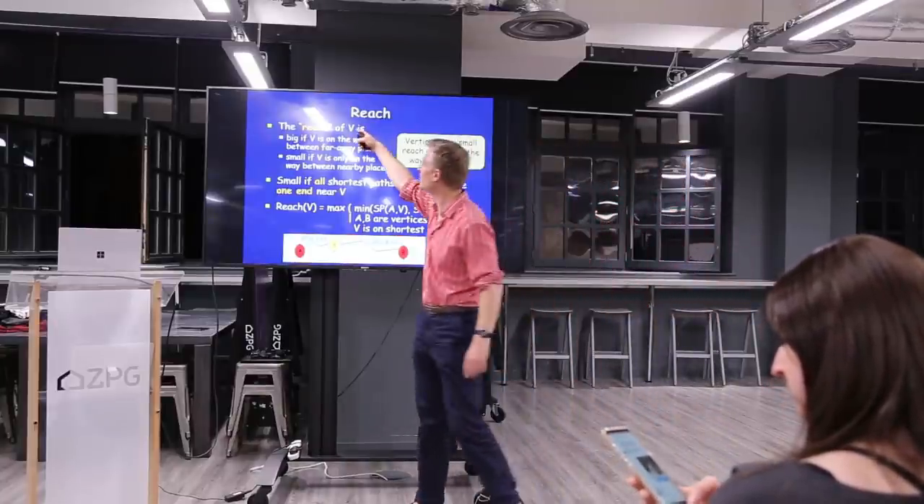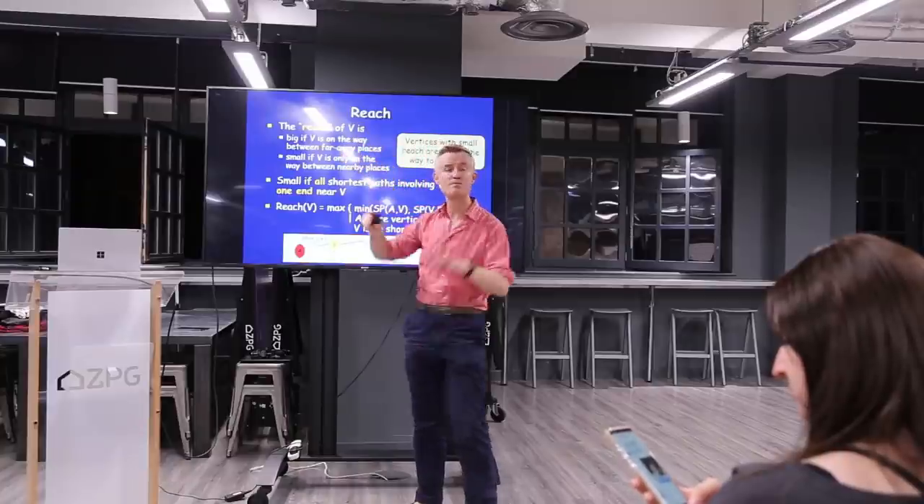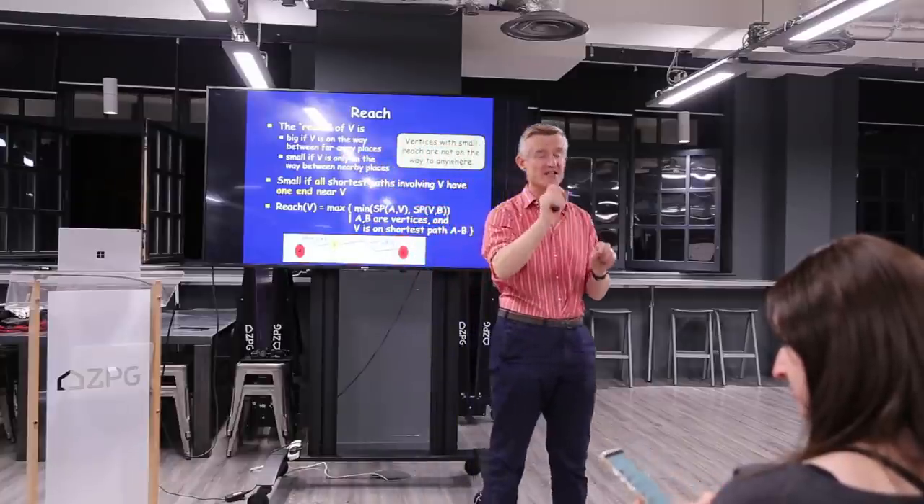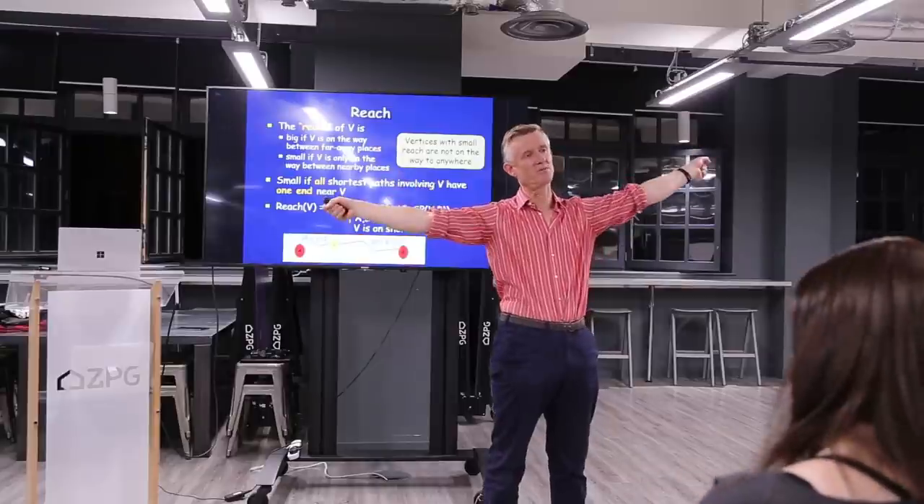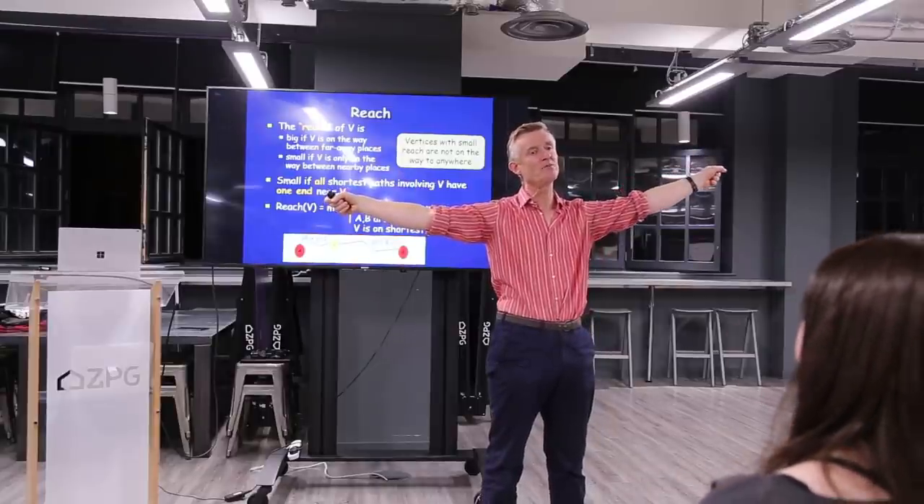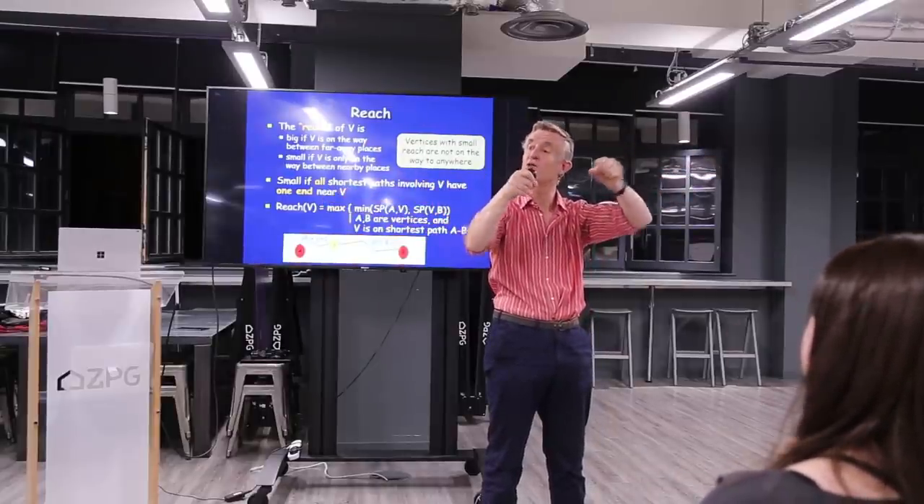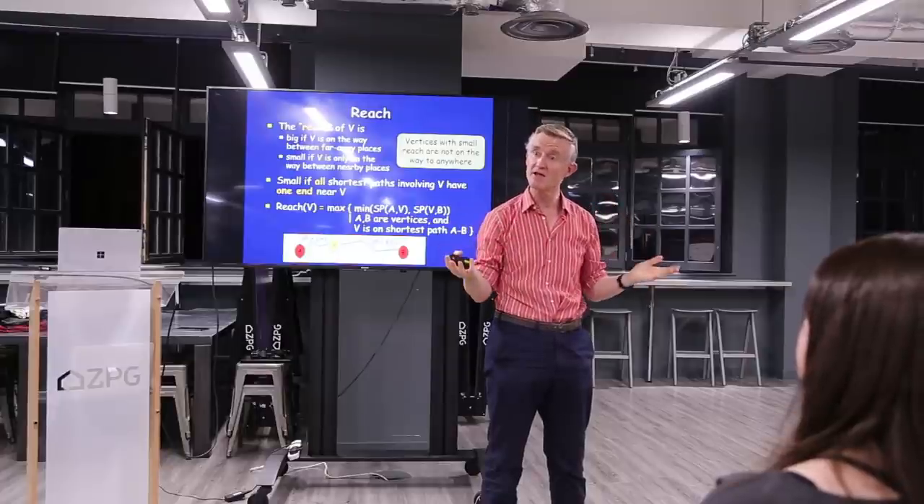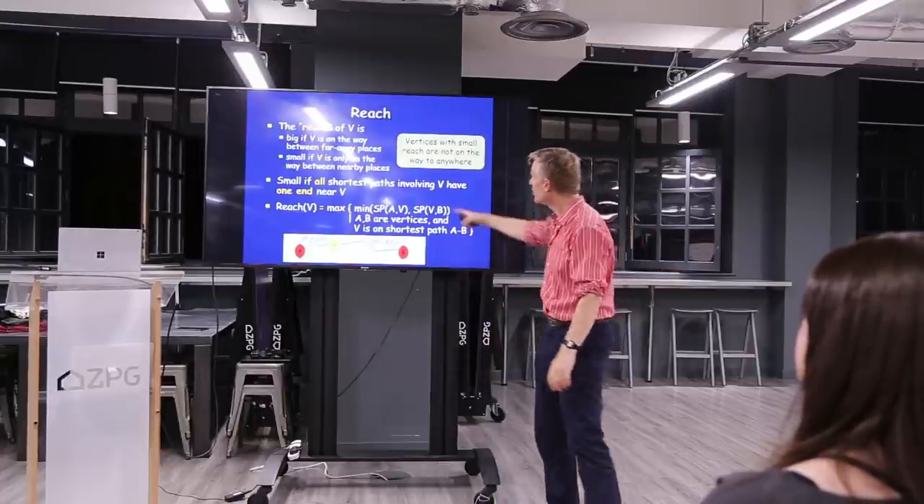Well, Andrew and his colleagues, I'm not sure where it was originally, had invented this idea of reach. So the reach of a vertex is, intuitively, big if V is on the way, that is on the shortest path, between distant places, and the reach of V is small if V is only on the way between nearby places. All right? So you could put it like this.